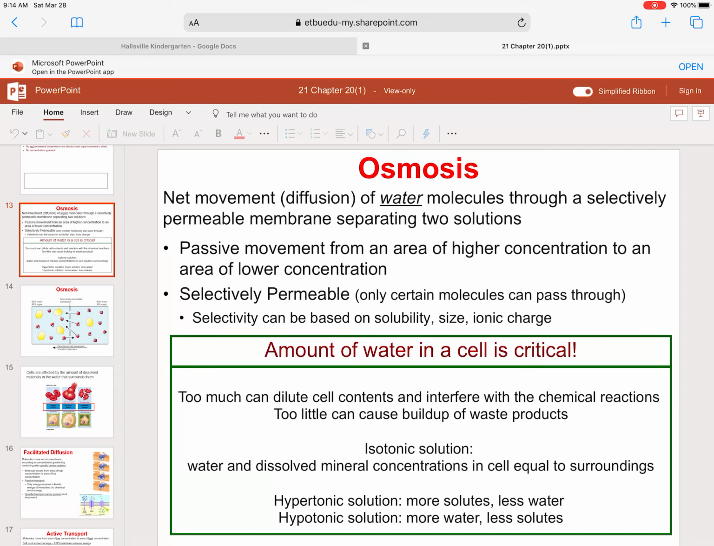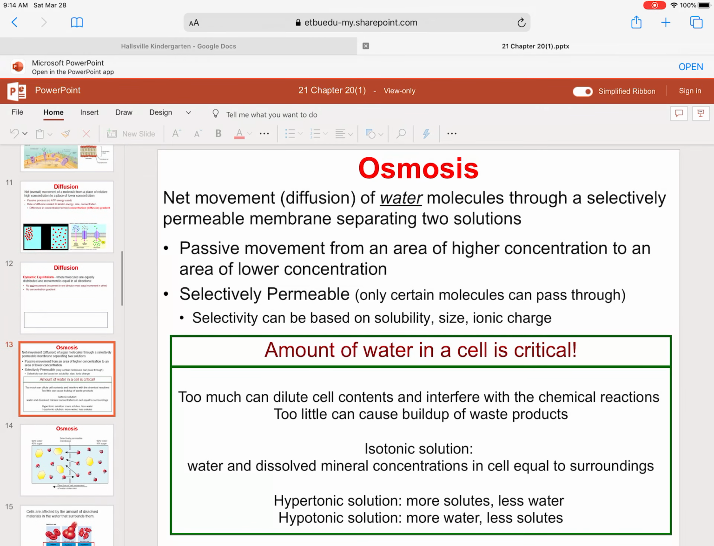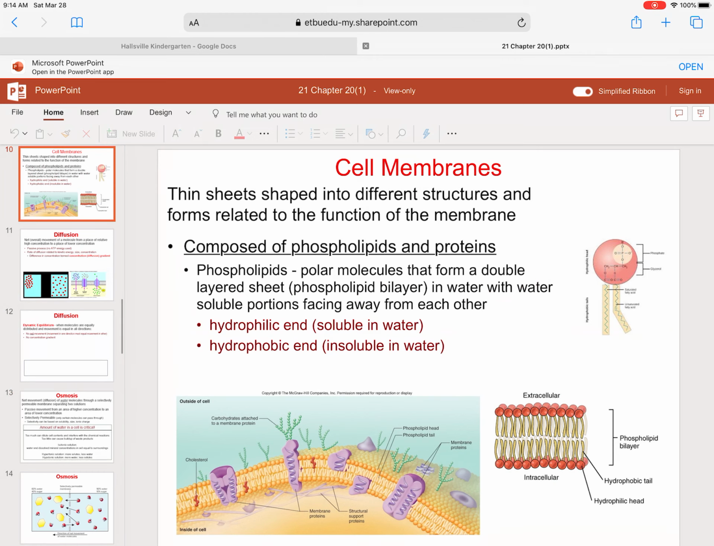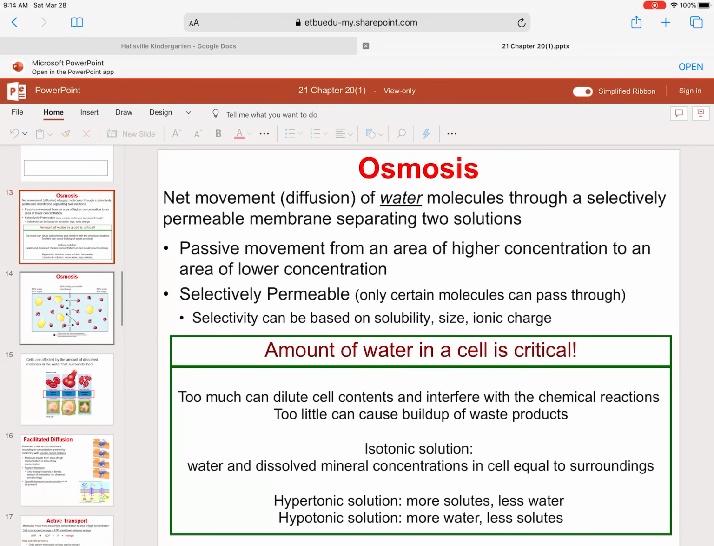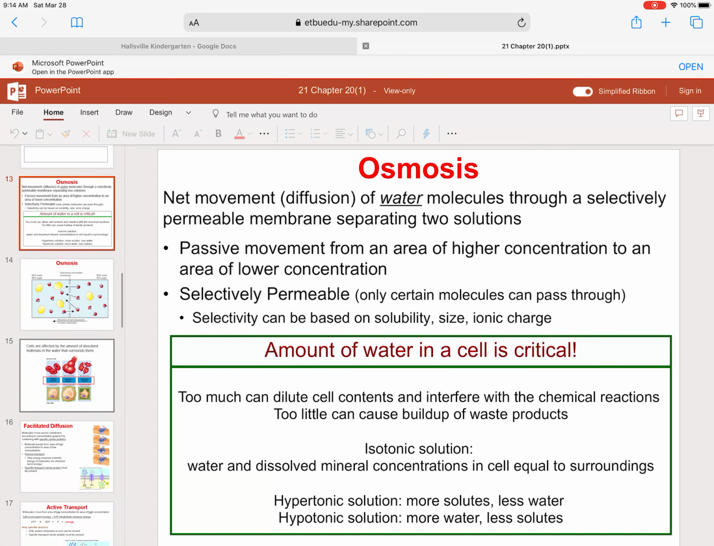So water is going to move through a selectively permeable membrane separating two solutions. So that is the phospholipid bilayer. Okay, it's selectively permeable. Some things can pass through and some things can't. But in this case, only water is moving. So passive movement is going to be from an area of higher concentration to an area of lower concentration. So water is going to move to essentially dilute the solutions and make them equal.